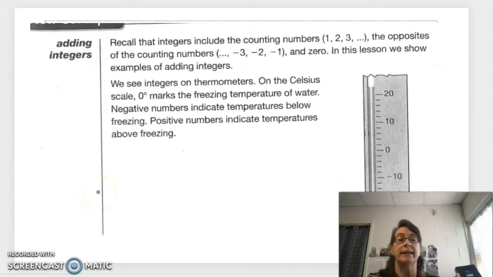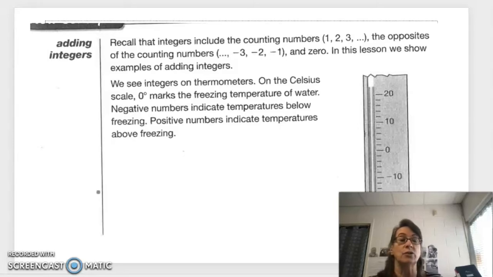Okay, recall that integers include the counting numbers 1, 2, 3, the opposites of the counting numbers, negative 3, negative 2, negative 1, and 0. In this lesson, we show examples of adding integers.